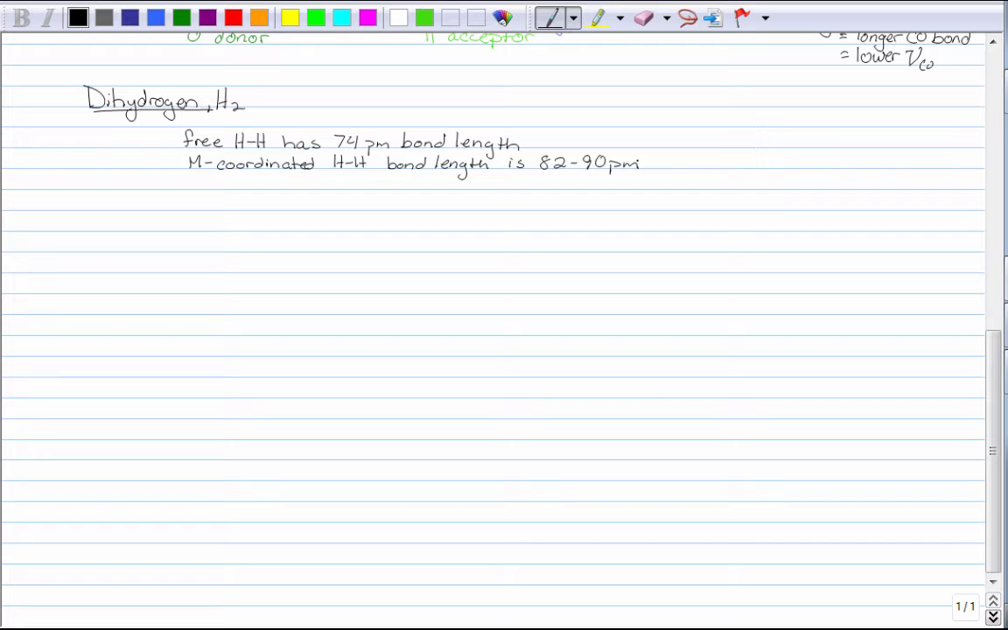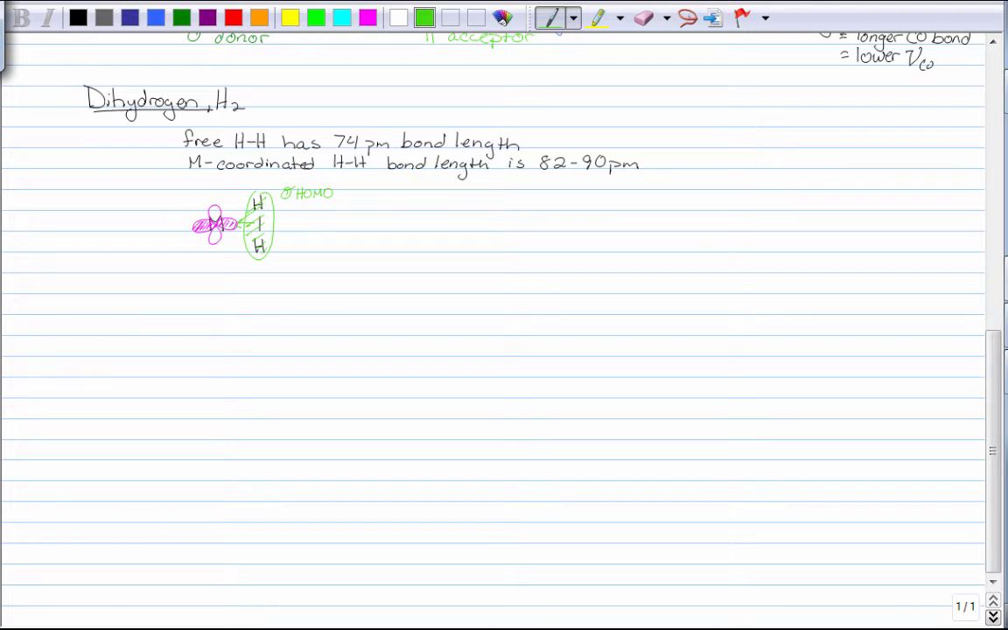We can explain this once again by looking at the molecular orbital interactions of the metal ion d orbitals with the hydrogen bonding and anti-bonding orbitals. A sigma bonding interaction between dihydrogen and a metal ion is through the sigma HOMO between the hydrogens. If I draw the electron cloud looking like this, this is the sigma HOMO of that dihydrogen molecule. And it can interact in a sigma fashion with a metal d orbital of compatible symmetry.